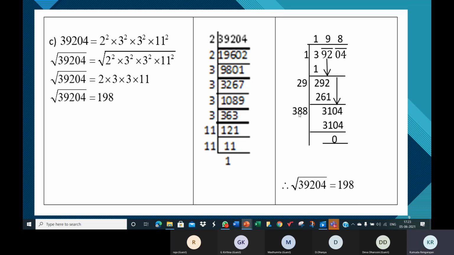So 3, 8, we already have 38 here. Write 8 here and the same digit 8 here. And it is 388 into 8. You'll have to find the product of 388 and 8, which is 3104. Remainder 0. The square root of the given number 39,204 is 198.